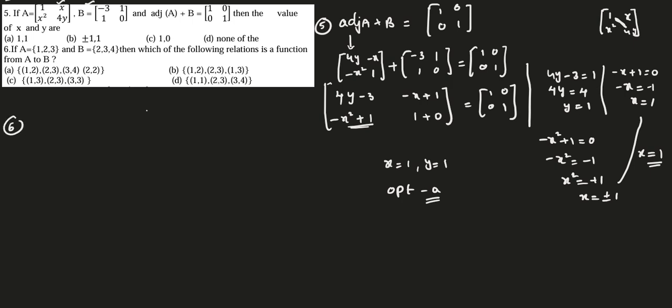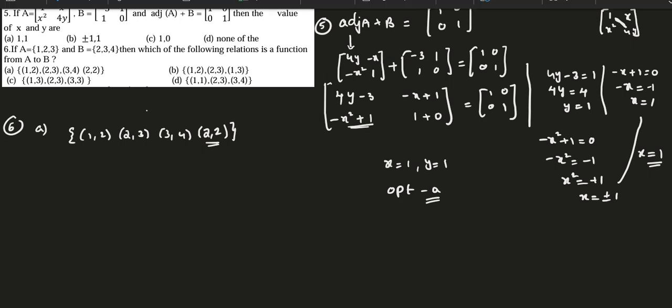Which of the relations is a function? Say the first option A: (1, 2), (2, 3), (3, 4) and (2, 2). Now you can see here (2, 3) and (2, 2), the first element is repeated. According to the definition of a function, the first element should not be repeated. So this is not a function. Similarly, go to the second option: (1, 2), (1, 3). The first element 1 is repeated, so this is also not a function.